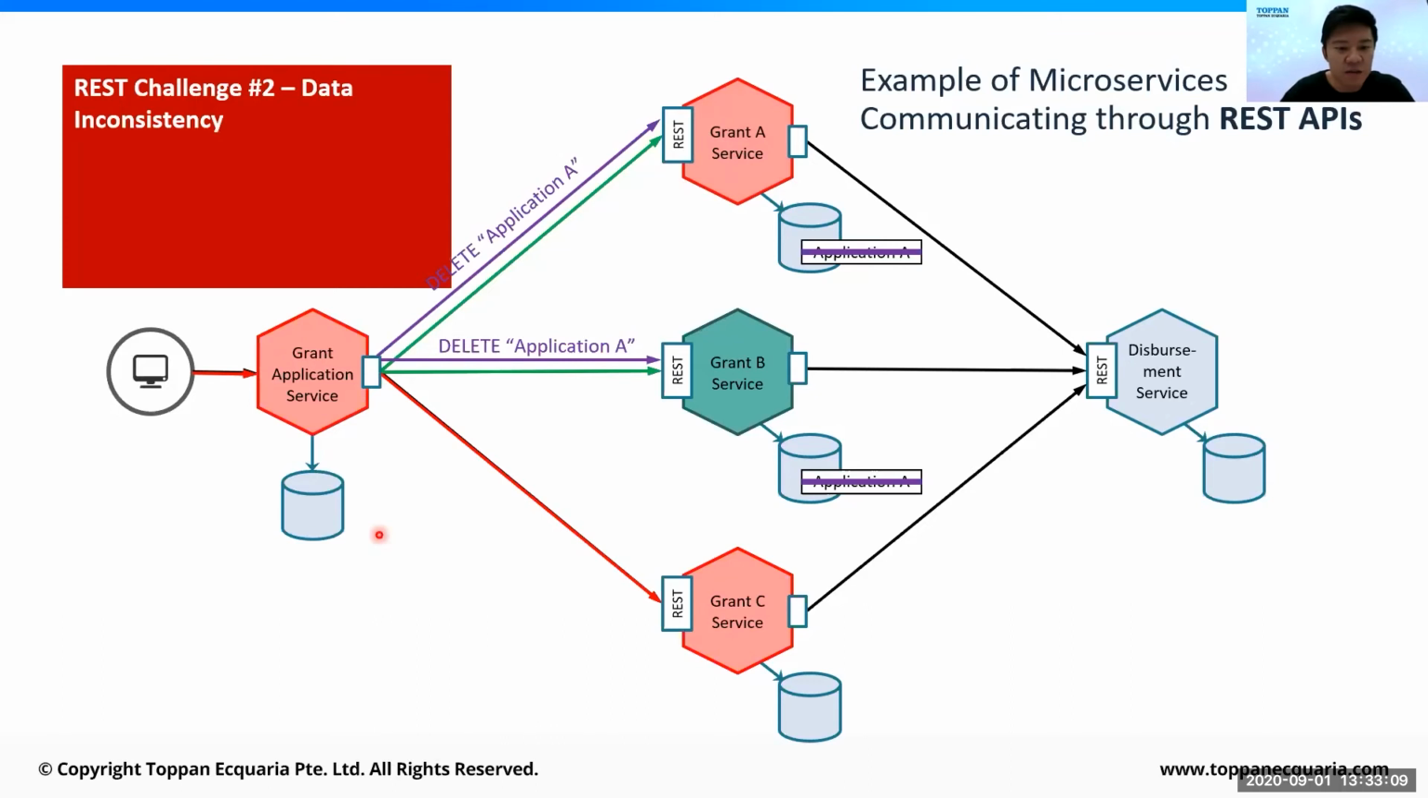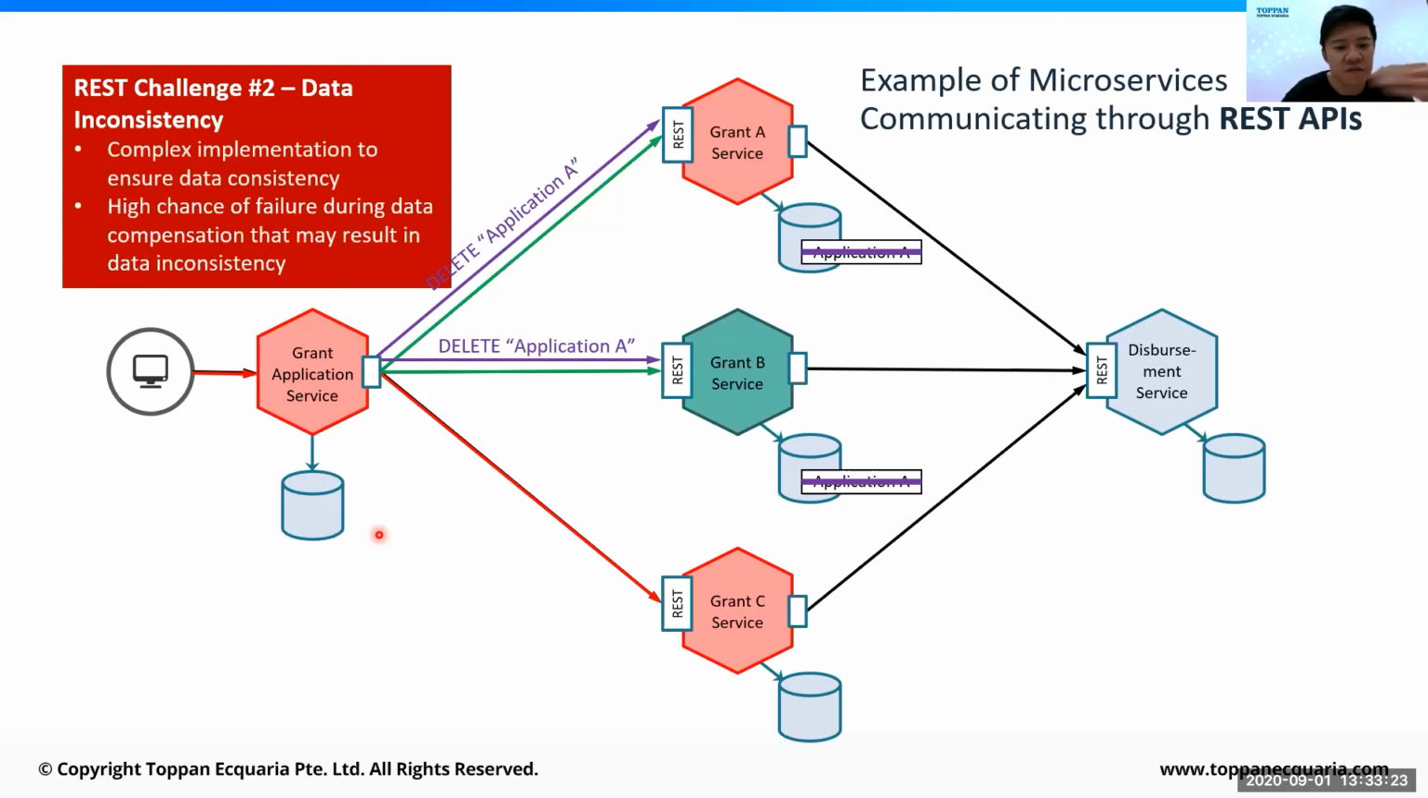So through these scenarios, we see another challenge of REST-based microservice implementation, which is the challenge of keeping the data consistent. As I shared with you, the complexity of ensuring data consistency, as well as the high chance of failures during data compensations, will easily result in data inconsistency.